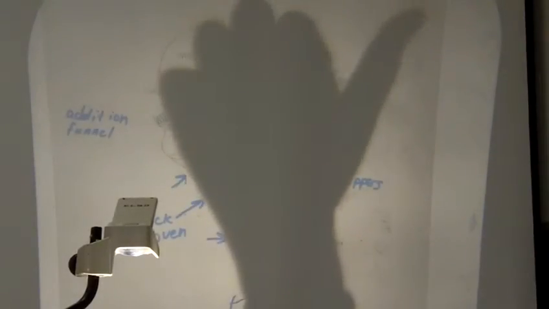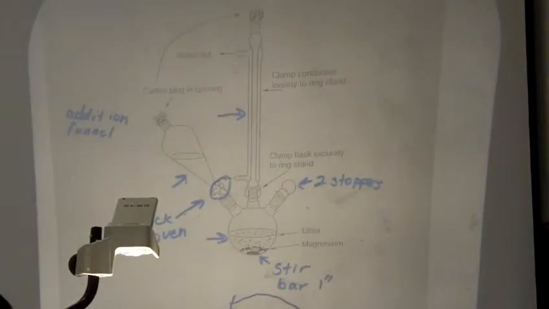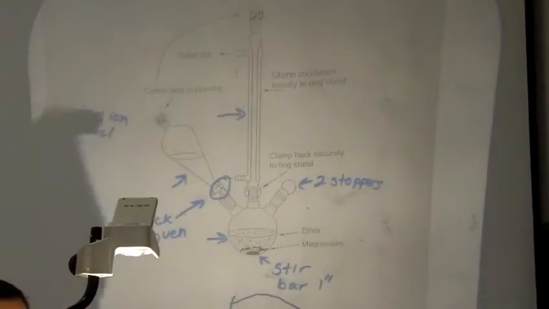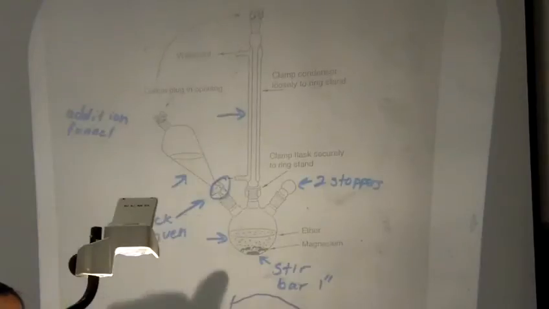If you have older lab manuals that talk about using a drying tube, we don't use a drying tube on this apparatus. And what you're going to do is set up the apparatus, okay?